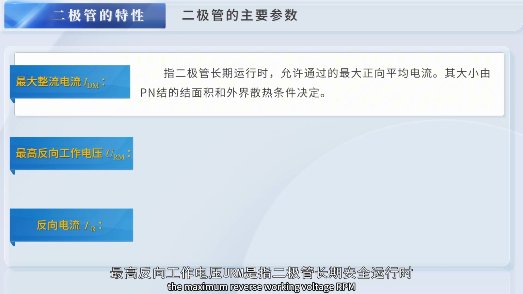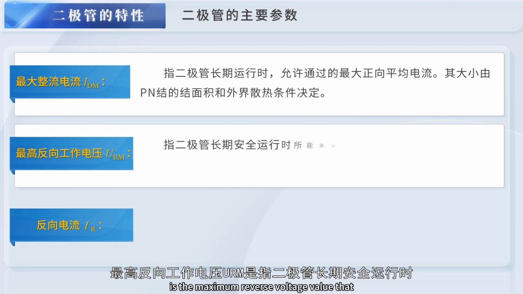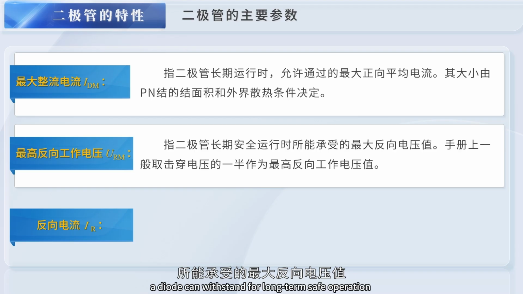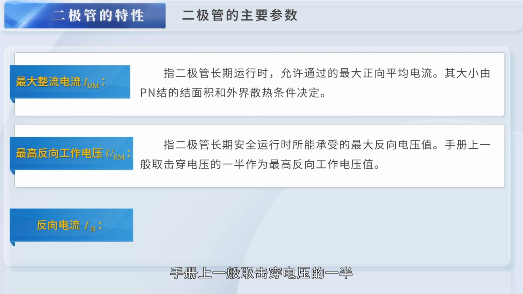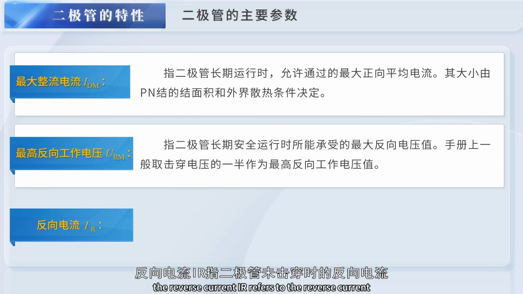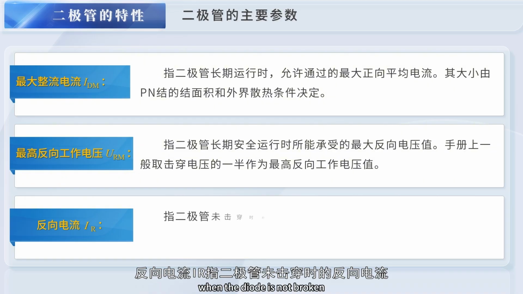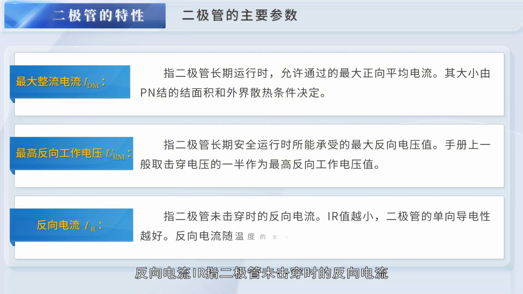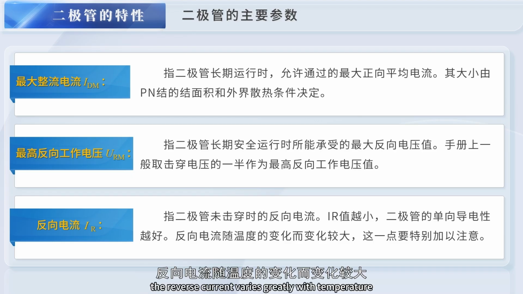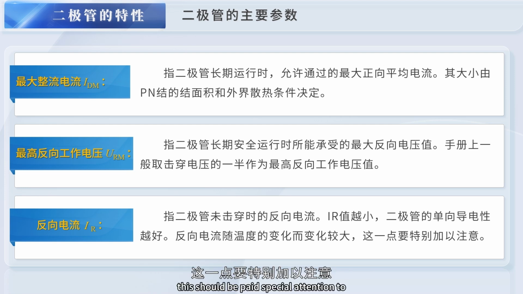The maximum reverse working voltage URM is the maximum reverse voltage value that a diode can withstand for long-term safe operation. The manual generally takes half of the breakdown voltage as the maximum reverse working voltage value. The reverse current IR refers to the reverse current when the diode is not broken. The smaller the value, the better the diode's unidirectional conductivity. The reverse current varies greatly with temperature. This should be paid special attention to.